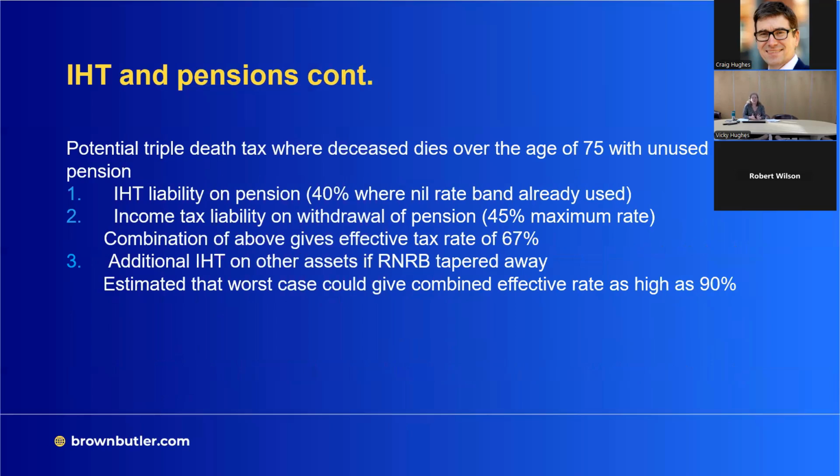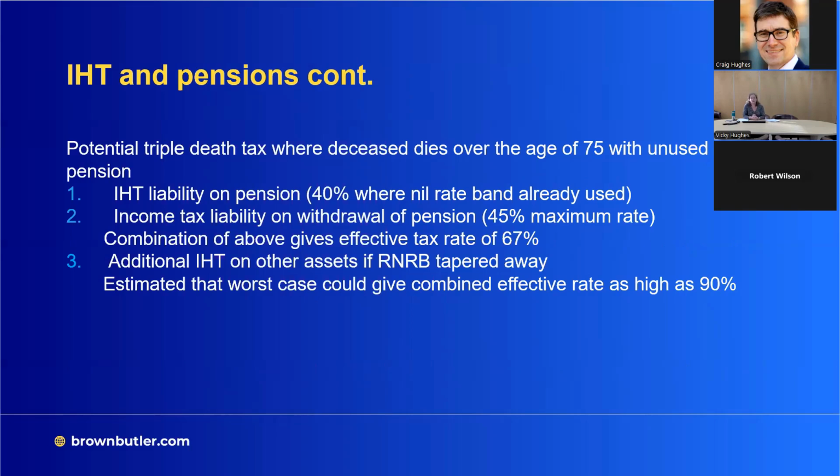This is the same slide that I included after the budget, and it's just a reminder that the pension changes have various different strands to them, and there is potentially a triple tax where somebody with a pension dies over the age of 75. That's because you've got the inheritance tax on the pension, you've got the fact that beneficiaries would then need to withdraw that pension after the death, which would give rise to an income tax liability. And you could also have the fact that having the pension in the inheritance tax calculation has caused you to lose your residence nil rate band.